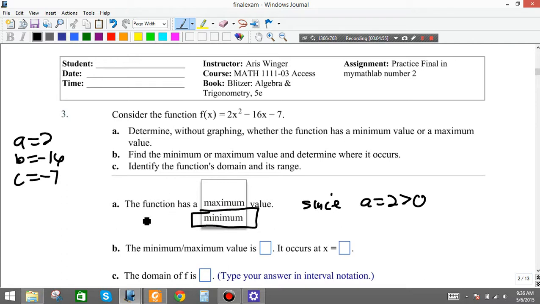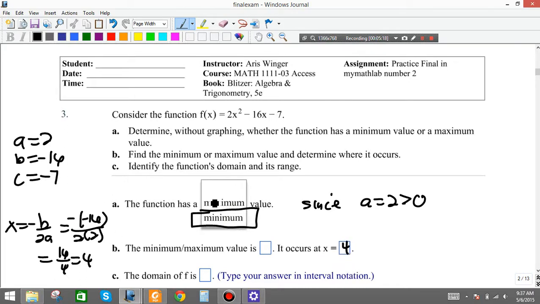In order to find the minimum value, you need to find the vertex. x is equal to negative b over 2a, that is negative 16 over 2 times 2. That's 16 over 4. That's 4. The vertex occurs at 4.